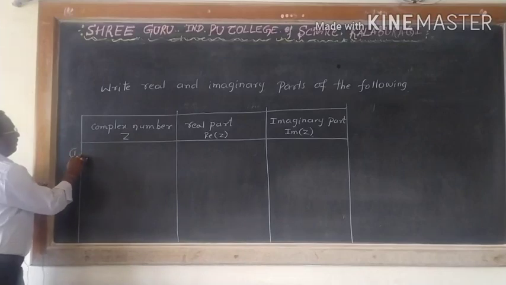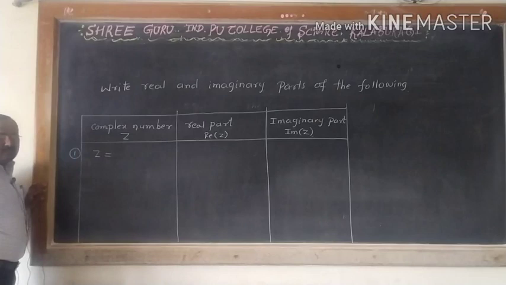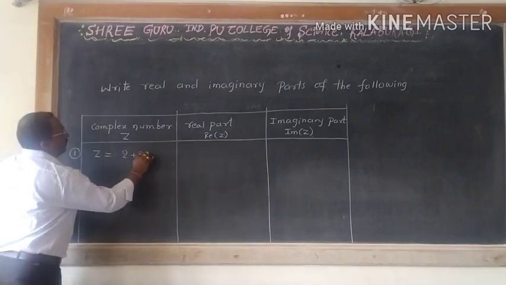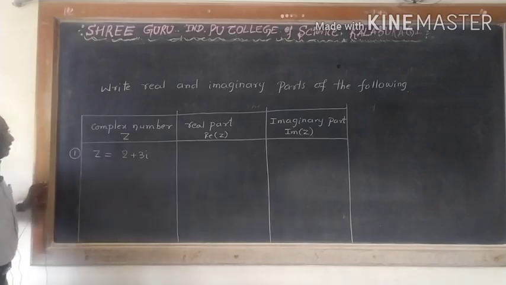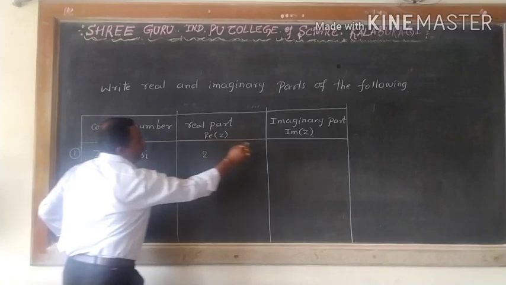Example number 1, write real and imaginary parts of the following. Suppose z is equal to 2 plus 3i. Here real part is what? 2. Imaginary part is what? 3.